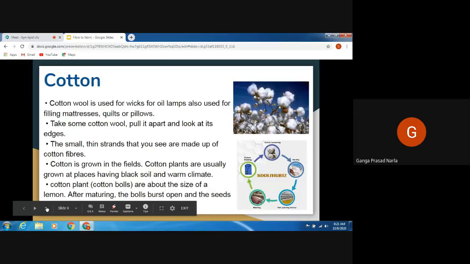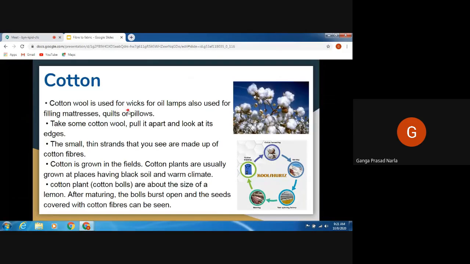Done about cotton. So cotton wool. Wool means nothing but fiber. Cotton wool is used for oil lamps. Also used for filling mattresses and pillows.